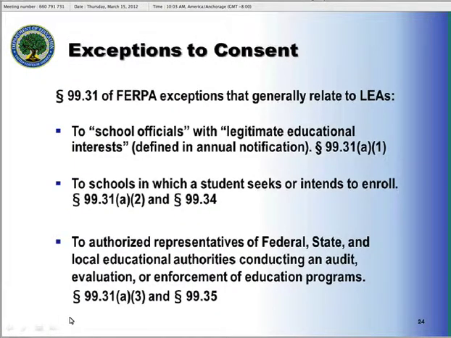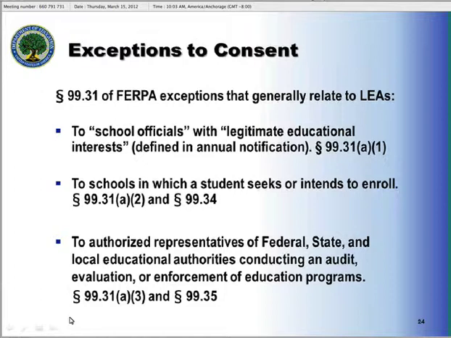There are a number of exceptions to FERPA's general consent rule. Here are some that generally relate to LEAs. The first one, and the one used most often, is to school officials with a legitimate educational interest. If you recall from slide 16, we reminded you that schools must annually notify parents and eligible students in attendance about their rights under FERPA.